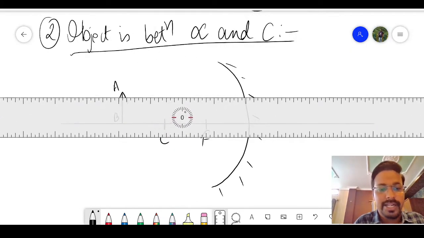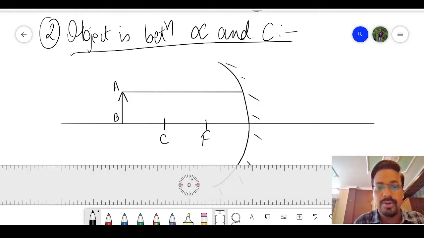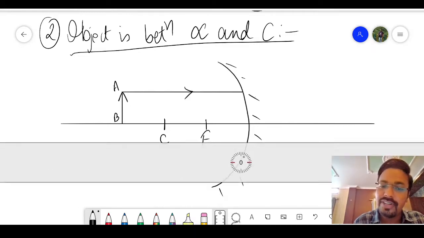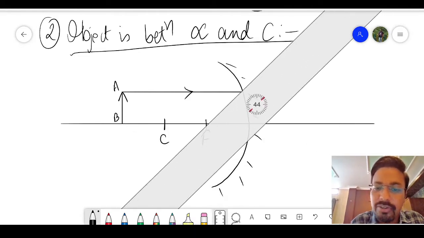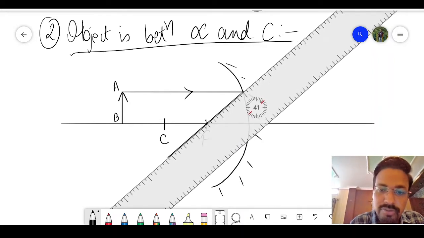Now we have to draw a ray diagram. First, as I have done in the last one, we will draw a ray of light which is parallel to the principal axis. Here it goes parallel, and as I have said, after reflection it will pass through the focus. Any ray of light which is parallel to the principal axis after reflection will always pass through the focus.